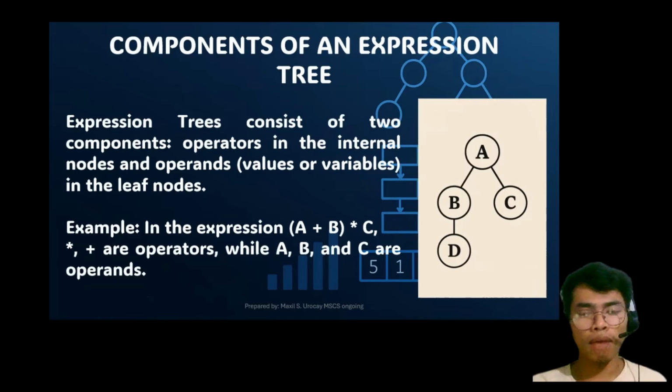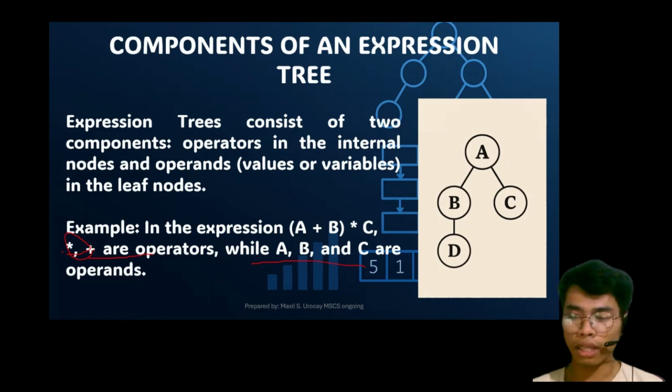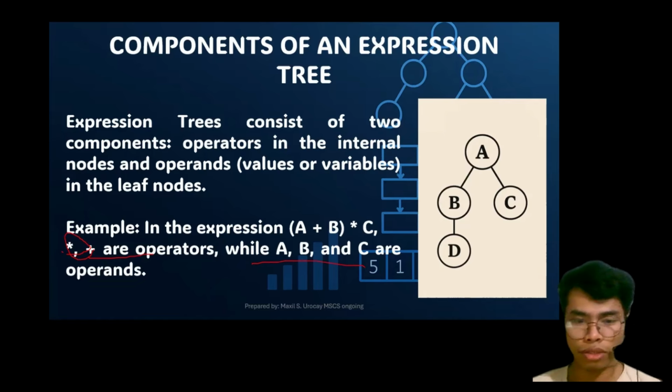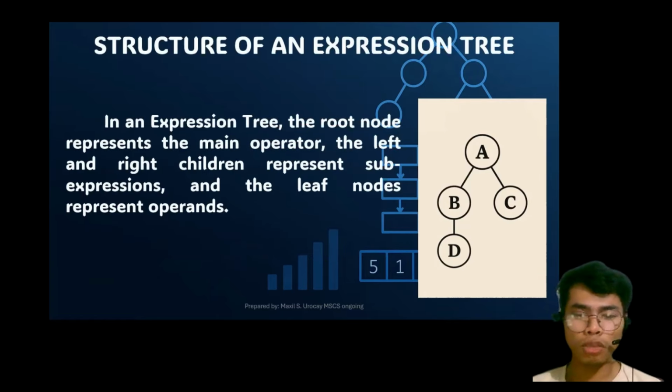In the expression A plus B times C, times has the highest precedence, and plus is an operator as well. So they are the operators here, and these are the operands that we have. Since the leaf nodes in our expression tree will be the operands, the operators will be inside as the internal nodes. In an expression tree, the root node represents the main operator, the left and right children represent the sub-expressions, and the leaf nodes represent operands.